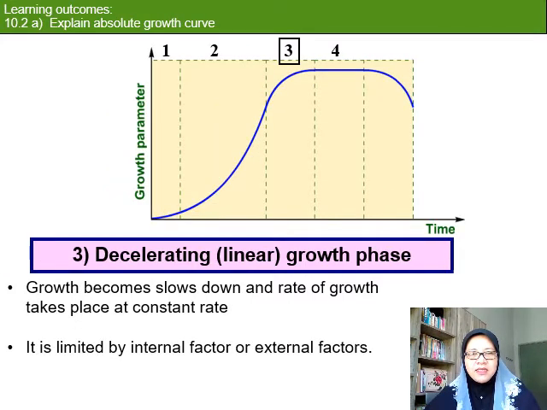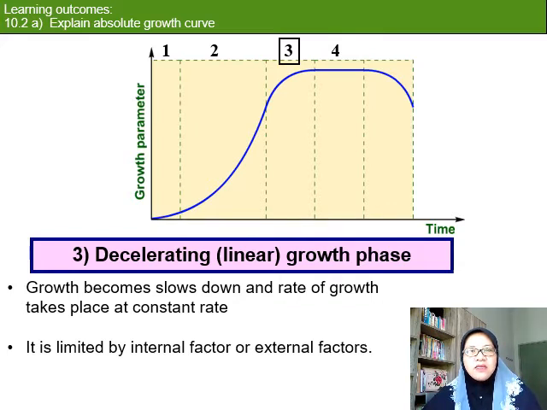The third phase is the decelerating or linear growth phase. Growth becomes slowed down and the rate of growth takes place at a constant rate. It is limited by internal factors or external factors. Examples of internal factors include maturity or genetics, while external factors can be food sources, space, or competition. In this phase, growth decelerates due to either depletion of one or more essential nutrients or the accumulation of toxic byproducts of growth.